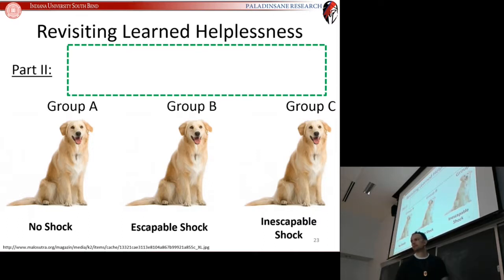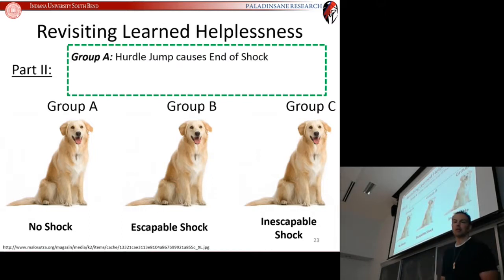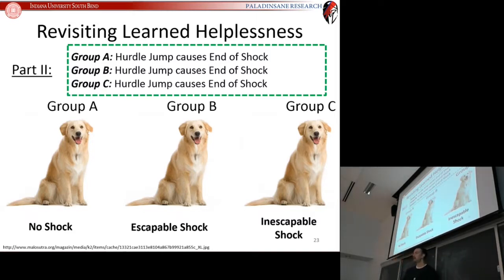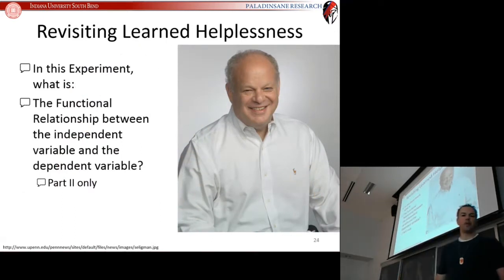Jump to the other side to end the shock. Yep. So group A was under the contingency that the hurdle jump causes the end of the shock. Group B was under the contingency that the hurdle jump causes the end of the shock. And group C was under the contingency that the hurdle jump causes the end of the shock. Those were the linking of the event. So the occurrence of the hurdle jump predicted the occurrence of the end of the shock. All right, and now finally, the functional relationship between the independent variable and dependent variables.